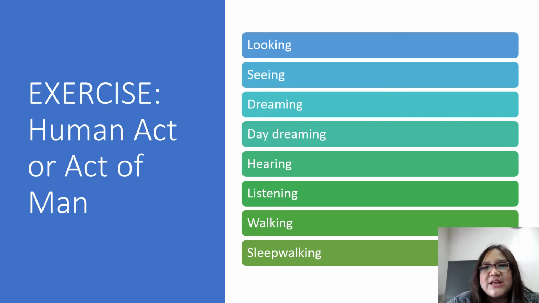Okay, how about hearing and listening? Now, similar to looking and seeing, hearing is an act of man because unless you're deaf, you have ears that can hear. So you can hear noise, you can hear music, you can hear people talking. But what makes it voluntary? That is listening. When you listen intently to what is going on around you, to the sounds around you.